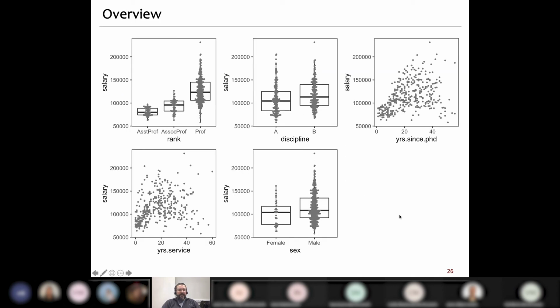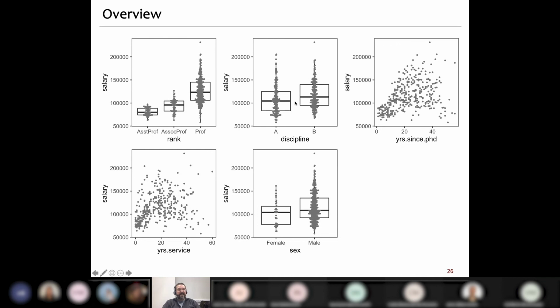When you analyze data like this, I always suggest, again, make a plot. Look at your data first. This is a very simple plot that shows salary versus all of our variables. Salary versus rank: assistant, associate, and full professor. You can immediately see that full professors earn much more.